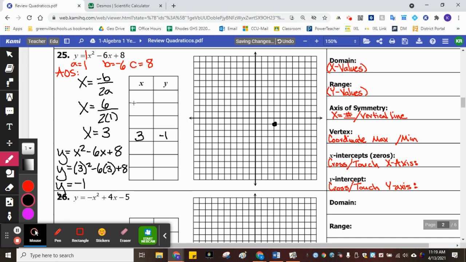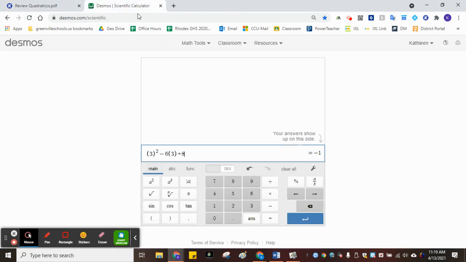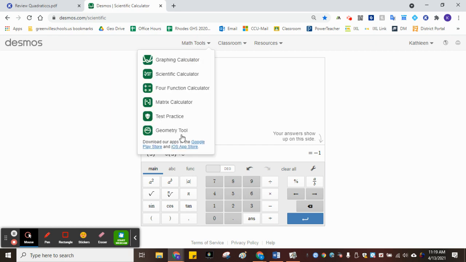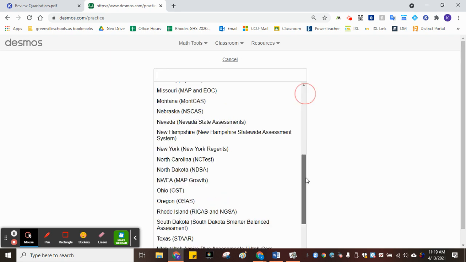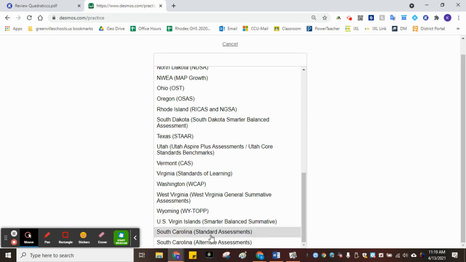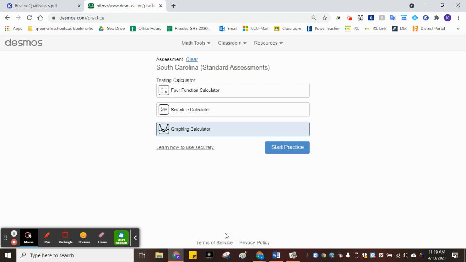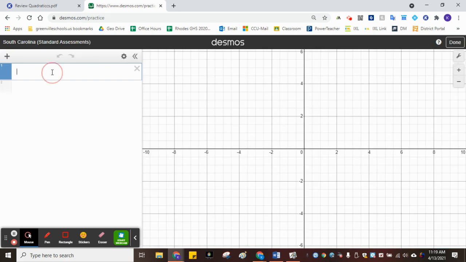That is the algebraic way to find your vertex, and that's what the second half of your Delta Math assignment is asking for. But then I also want you to know how to graph it. So under Desmos, I'm going to go to test practice because this is what you'll be allowed to use on your EOC. And we're going to choose our EOC, which is the South Carolina Standard Assessment. And I'm going to be graphing. So I'm going to hit the graphing and then start practice. So when I graph it, x squared minus 6x plus 8. There's our graph, and you can see your vertex is right here, 3, negative 1.